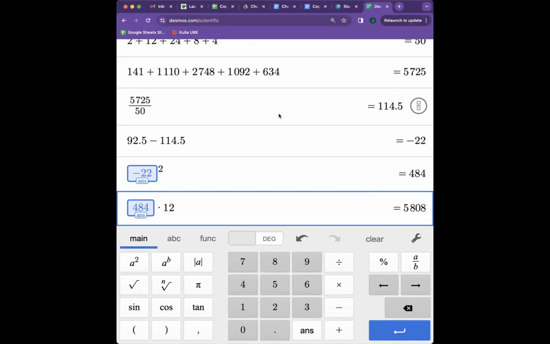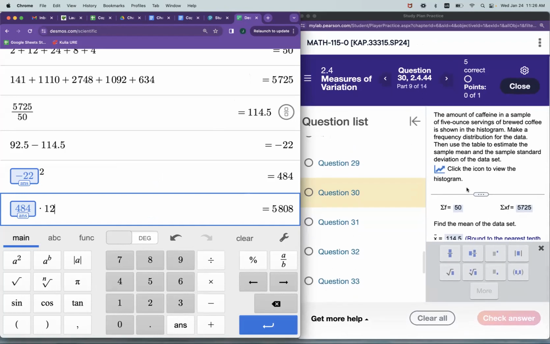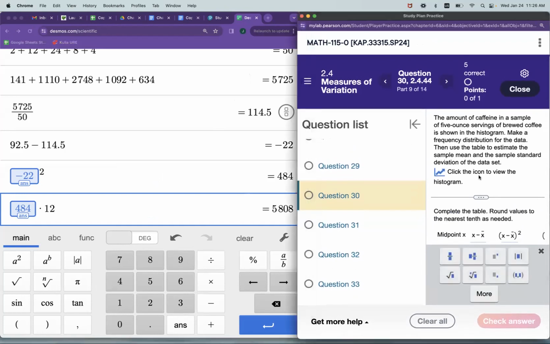Okay, let's do a new share. Let's see. Are you guys seeing my whole desktop now? You guys see it together, both screens? Yes. Okay, sweet. Thank you.